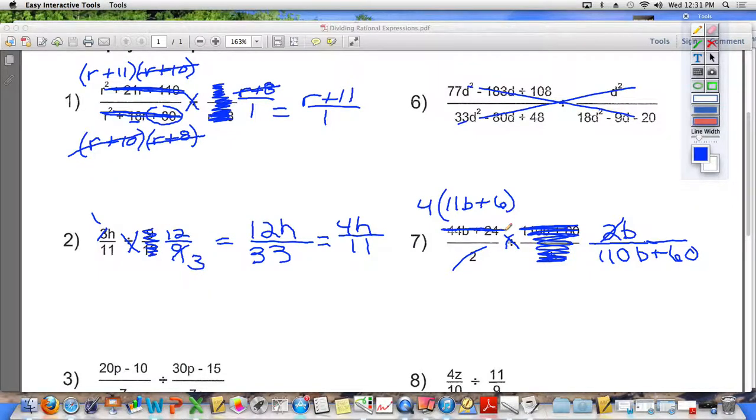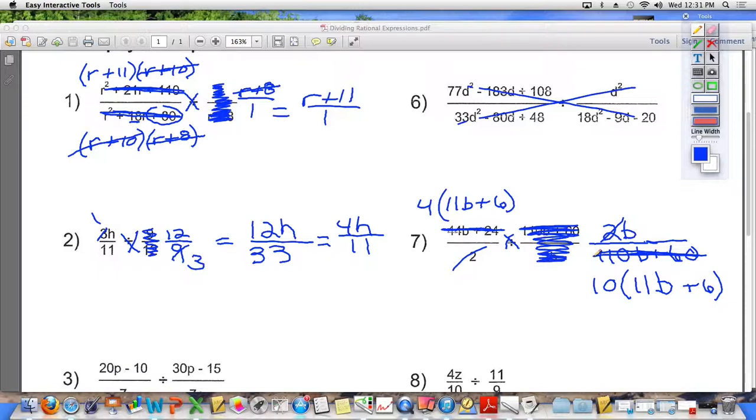Factor the denominator over here too. 110b plus 60. What do they have in common? They're both divisible by 10. So I'm going to take a 10 out. When I take a 10 out, I'm left with 11b plus 6. And I'm going to cross this off.